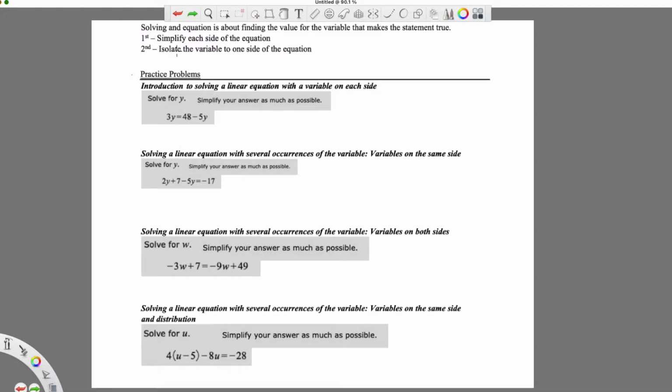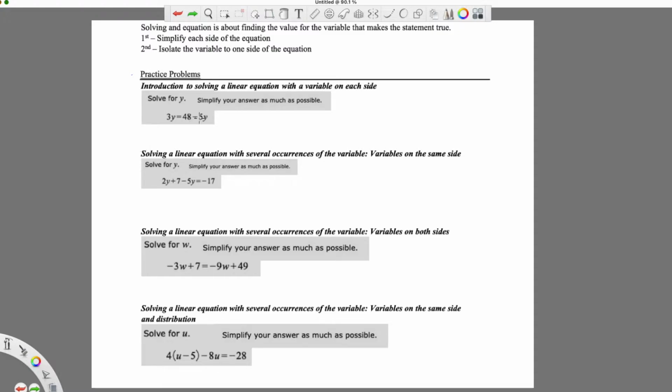So first we're going to simplify each side of the equation if it can be simplified. And then we're going to isolate the variable to one side of the equation. It doesn't matter if it's the left side or the right side, but by isolate, it means we want to bring all of the variables to one side of the equation and then get it by itself, whatever steps are required to do that. So it depends on how many steps we need to work in our problem. Sometimes it's one step, sometimes we're going to have 3 or 4 steps with the simplification included.